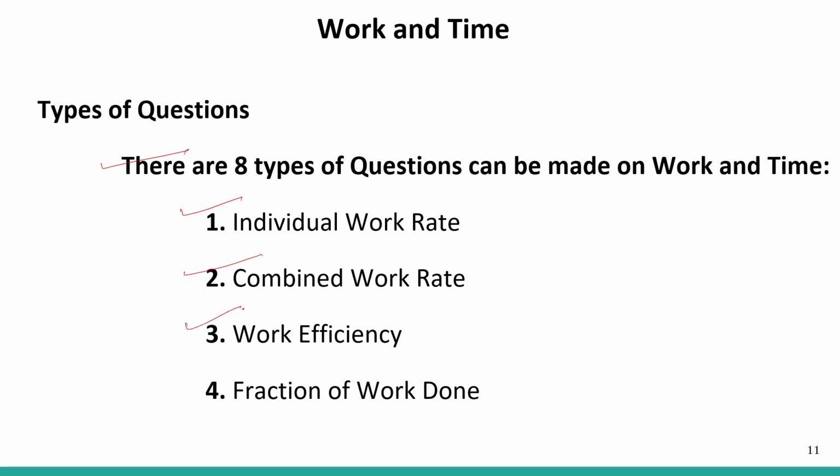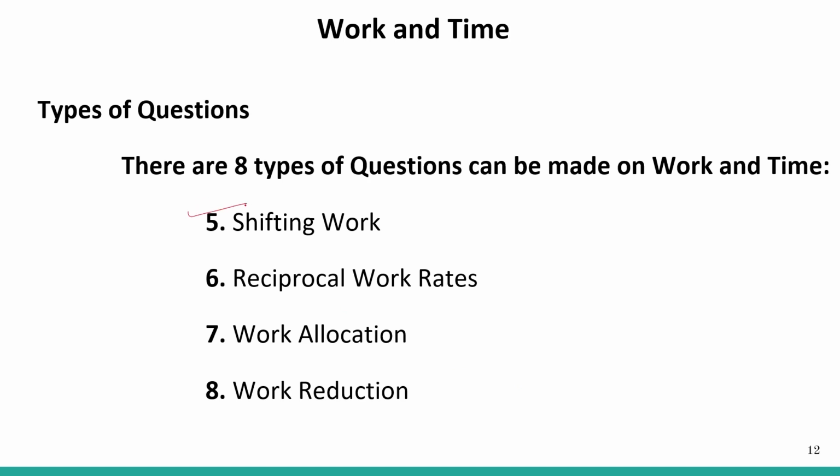And the third type is about work efficiency. How efficient is Anuj than Anup, or how efficient is Aditya than Ravindra. In the fourth kind of question, fraction of work done, if Anuj can dig a hole in 3 days, how much can he dig in 1 day? This is a question that represents fraction of work done.